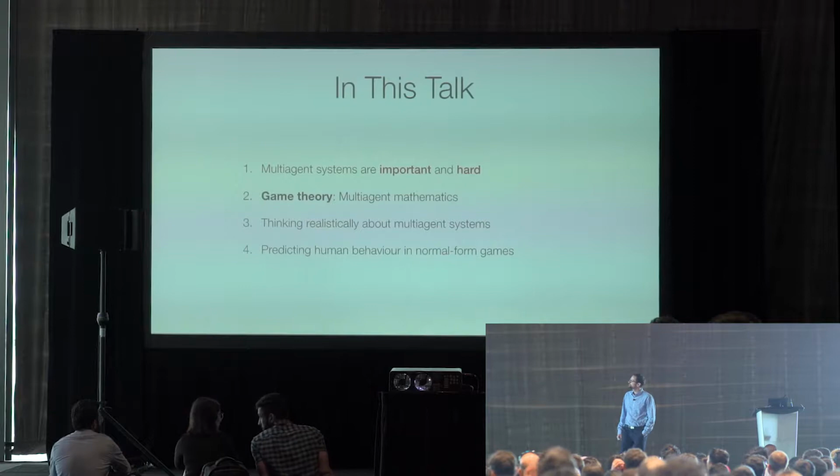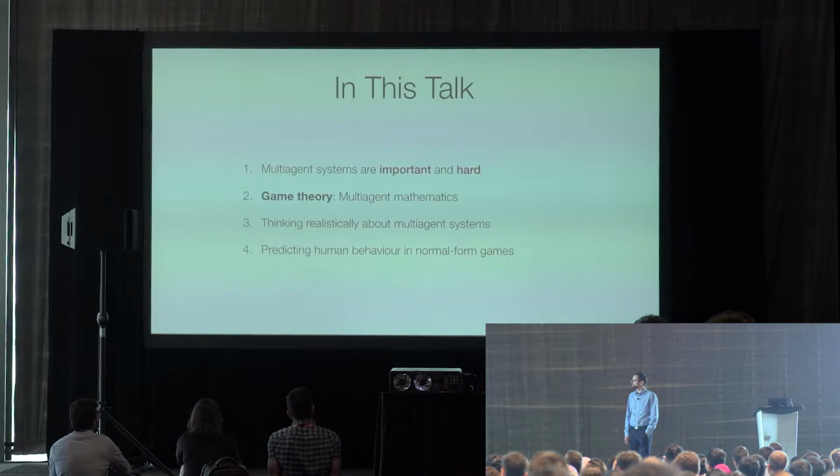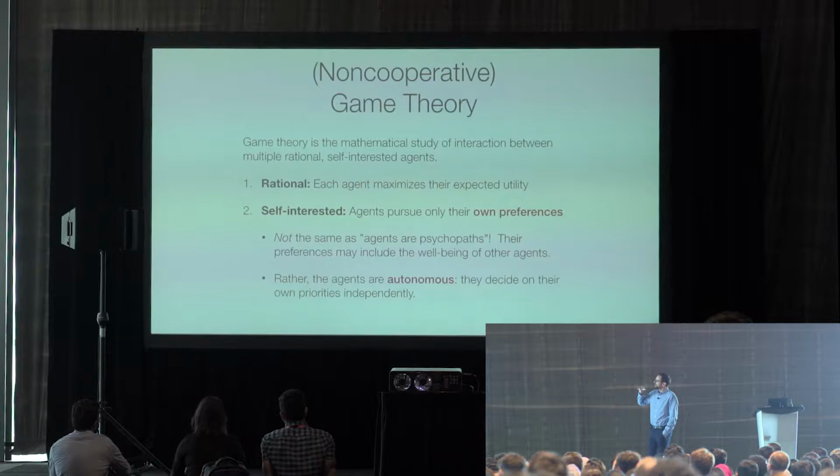So game theory is amazing. It's just talking about multiple agents in math. You strip everything else away and just think about agency. And you can learn some beautiful and distressing things. Okay, so how does it work? It is the mathematical study of interaction between multiple rational self-interested agents.